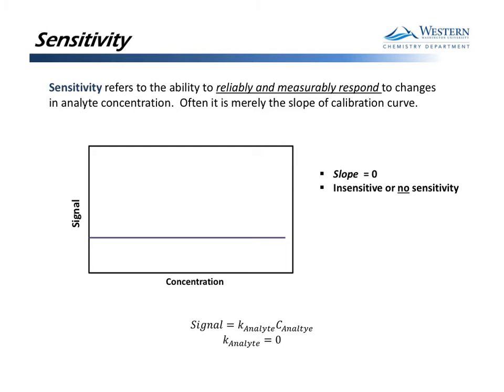Okay, welcome back. So I hope you drew a graph like this. With concentration change, the signal is not changing, so it's a flat line. So here the slope is 0, and it means it's insensitive, or no sensitivity. And here the slope K analyte is 0. Okay?